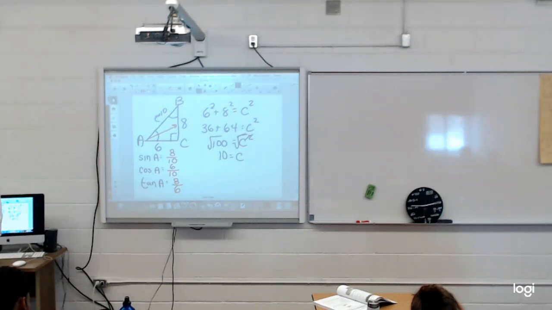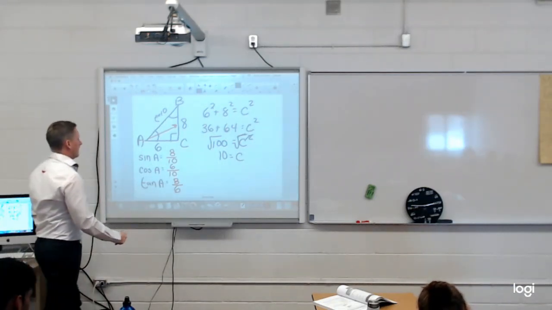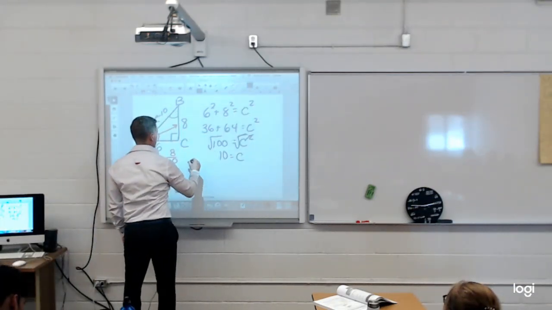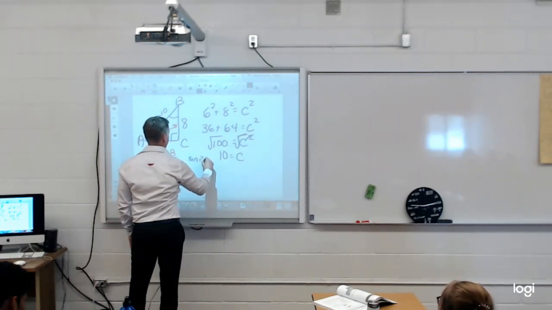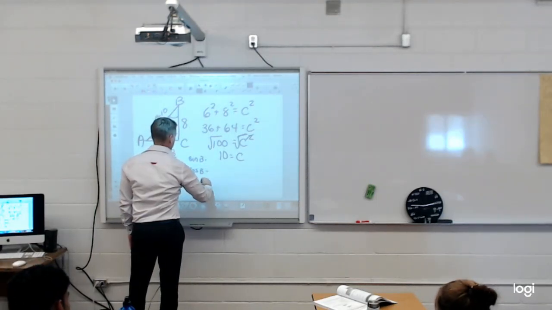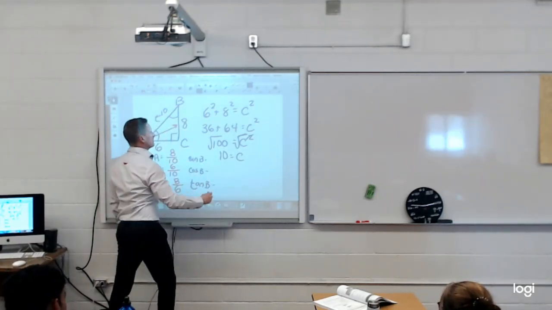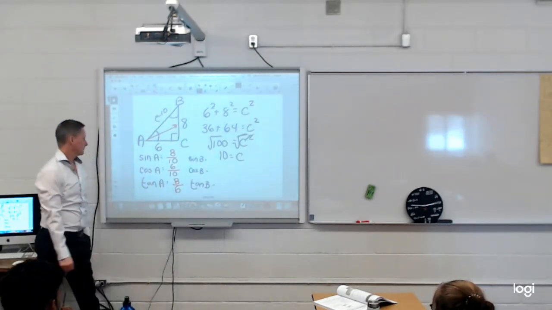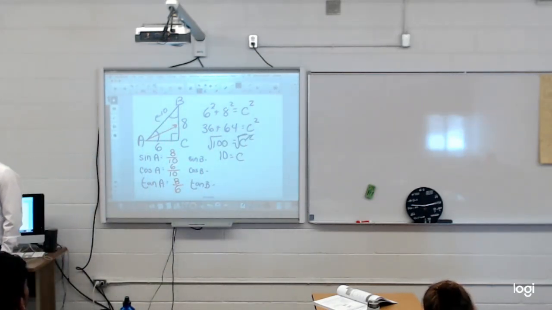Anybody not get those three? Be honest. I just want to find out where we made the mistakes. Every one of you got that all right? Superb. All right, let's challenge you now. I want sine B, cos B, tan B. Mark, set, go. I want the ratios for sine B, cos B, tan B.